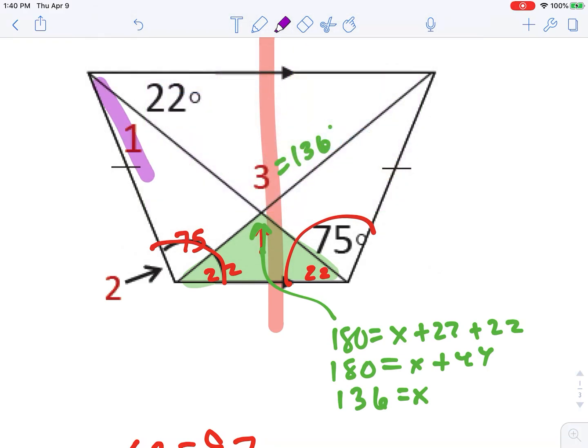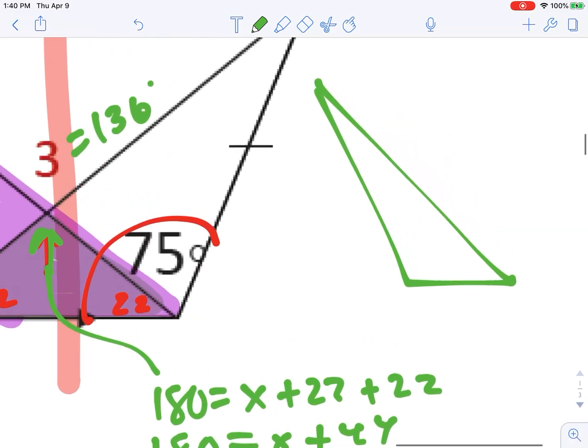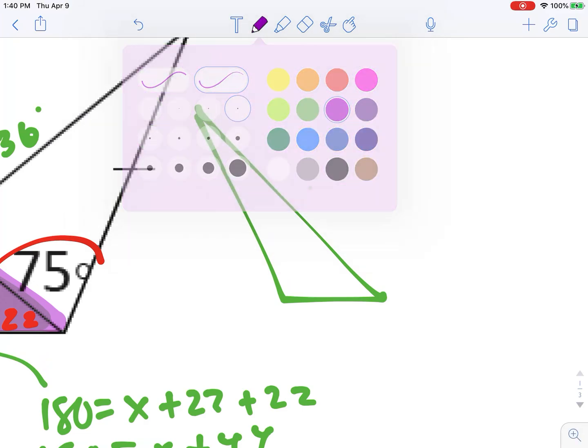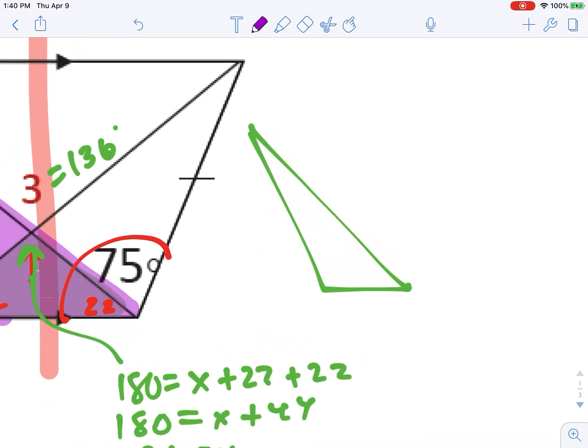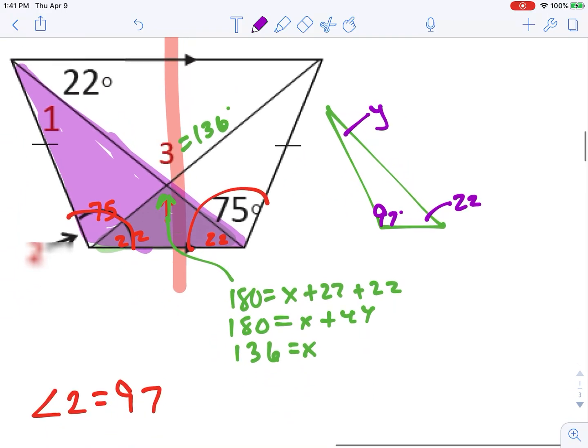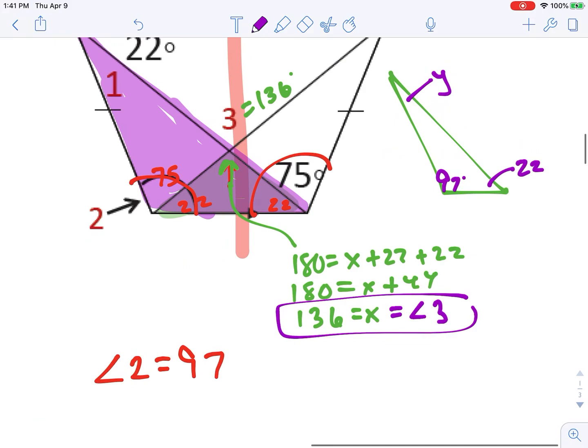How we're going to figure out angle 1, look at this triangle here. If that's hard to see, I'm going to actually redraw this triangle. And I'm going to draw it with the things I know. They told us, well, you figured out, that this is 97 degrees. We know that this is 22 degrees. They want you to figure out that number right there. So that x is angle 3. That's one of our answers.